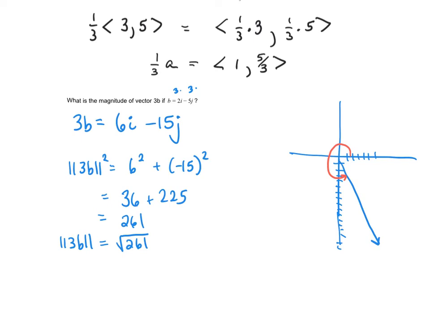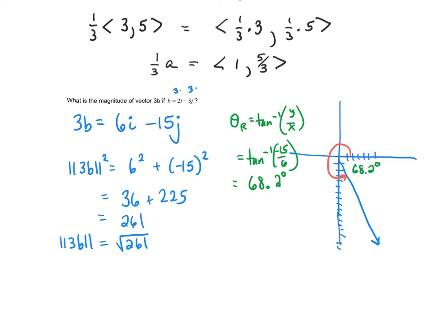Now, if I want the direction, again, remember the reference angle is going to be the inverse tan of y over x. So it's going to be the inverse tan of negative 15 over 6. So the inverse tan of negative 15 over 6 is going to give me negative 68.2. So as a reference angle, it's really 68.2. So that's going to be the angle between the vector and the x-axis. So it looks like this.